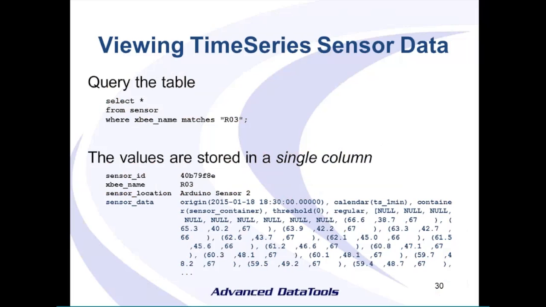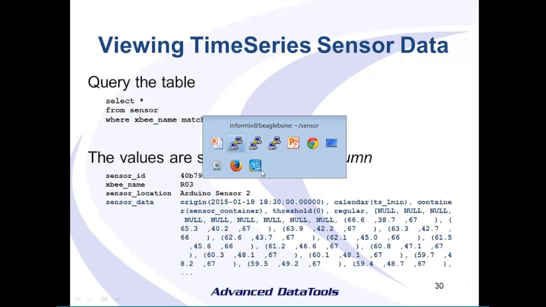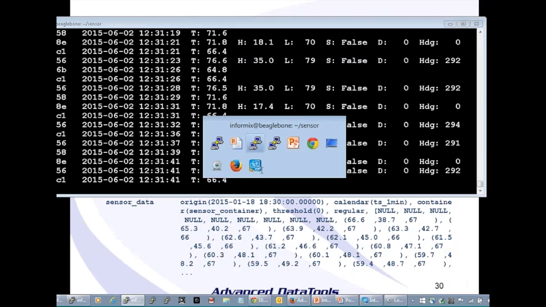So let's take a look at the data. I can query that data with just a regular SQL statement: select star from sensor where the XB name equals R03. And here's our data, and I can show you an example of that. Here's the data coming in.